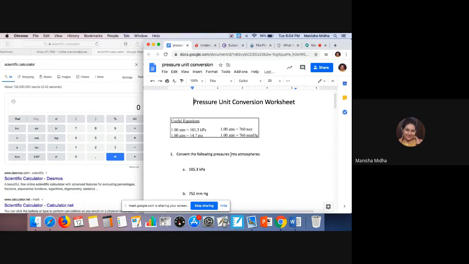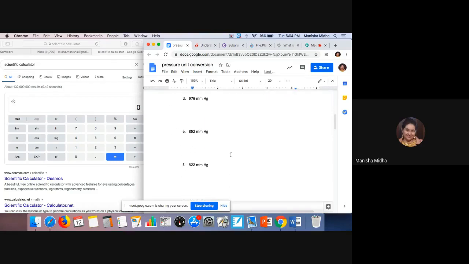You would need a calculator. This is how the assignment looks like. There are 13 conversions that I want you to do.